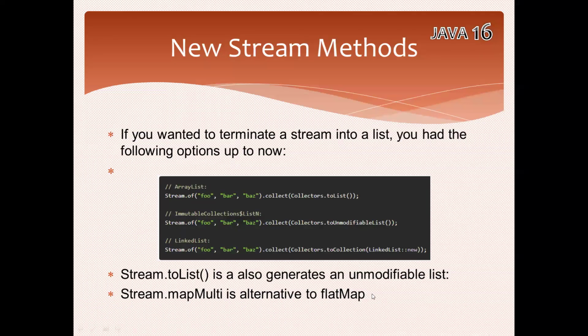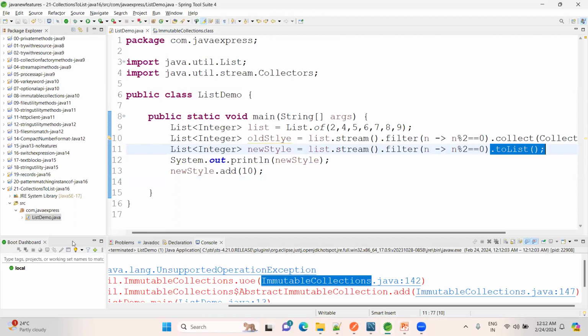Instead of using flatMap, mapMulti is the best option. Okay, mapMulti is not required here, so that's why I showed you this toList example, guys.